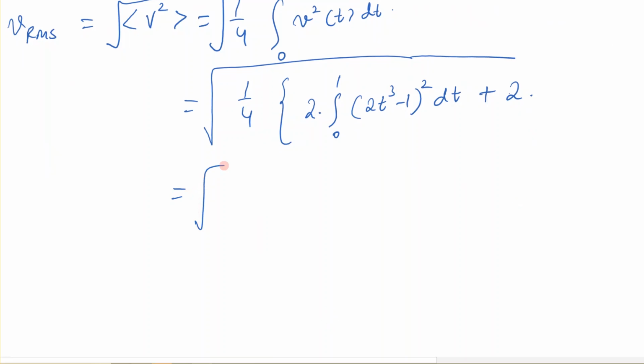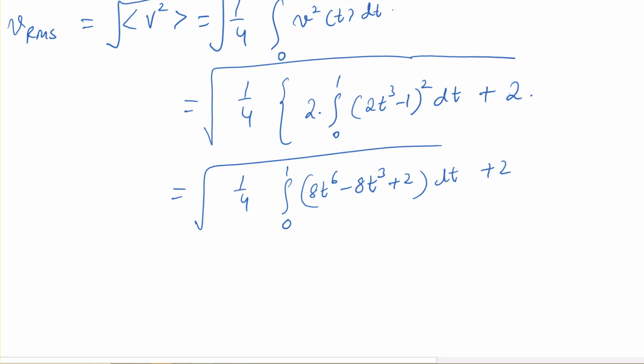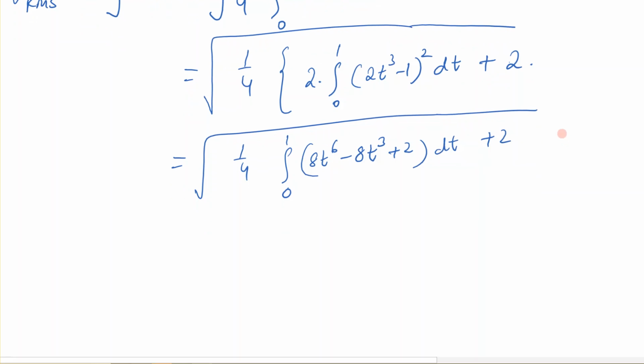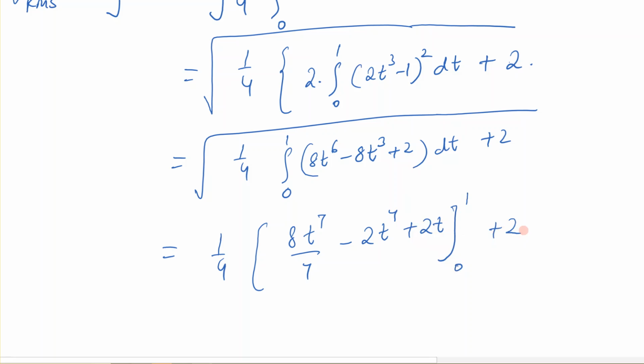So now overall we get 1 over 4, integral 0 to 1. We're going to expand this square and we get 4t to the 6 minus 4t cubed plus 1 dt. So now this is easier to integrate. So 1/4 outside, and inside you're left with 4t to the 7 over 7 minus t to the 4 plus t, and the limits are from 0 to 1, plus 2.